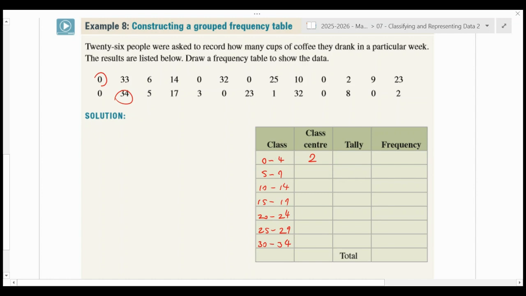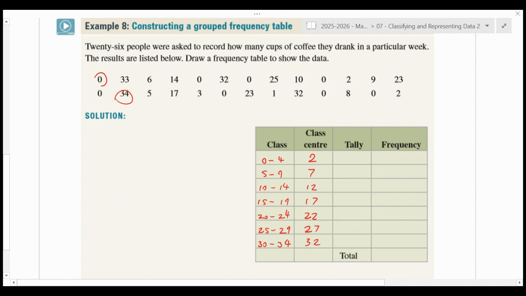So in between 0 and 4, you've got 2. So basically add the 2 together and divide it by 2. So 0 plus 4 is 4, divided by 2 is 2. 5 plus 9 is 14, divided by 2 is 7. And you'll also notice that they're going up by 5, which is the size of the group we chose.